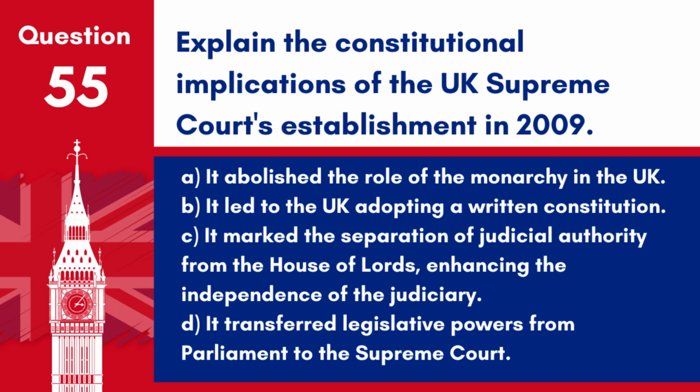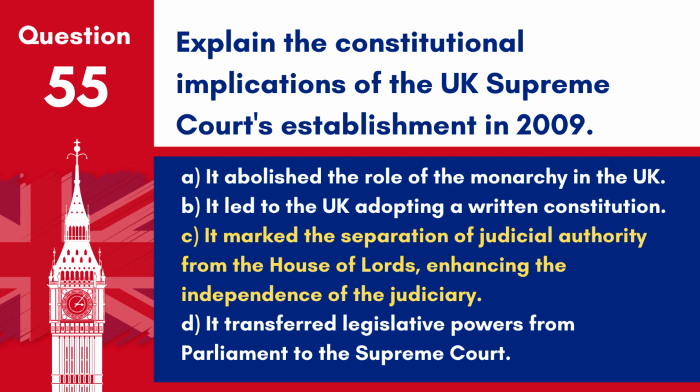Question 55. Explain the constitutional implications of the UK Supreme Court's establishment in 2009. A. It abolished the role of the monarchy in the UK. B. It led to the UK adopting a written constitution. C. It marked the separation of judicial authority from the House of Lords, enhancing the independence of the judiciary. D. It transferred legislative powers from Parliament to the Supreme Court.